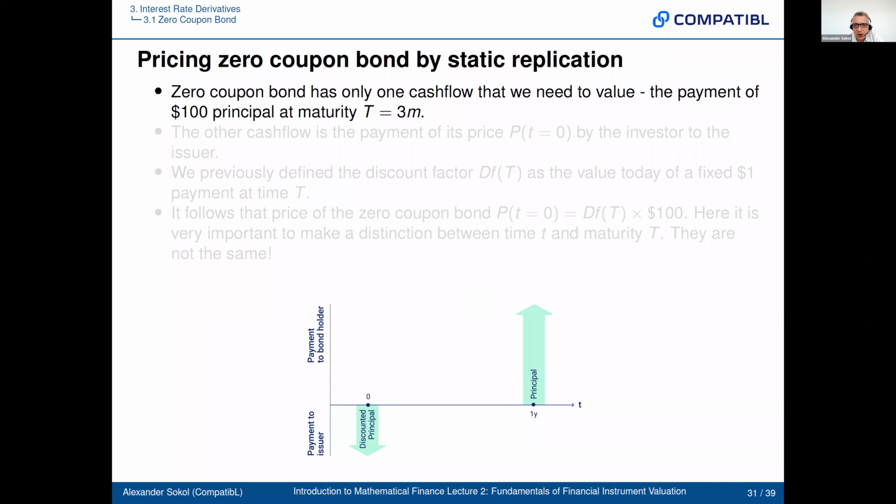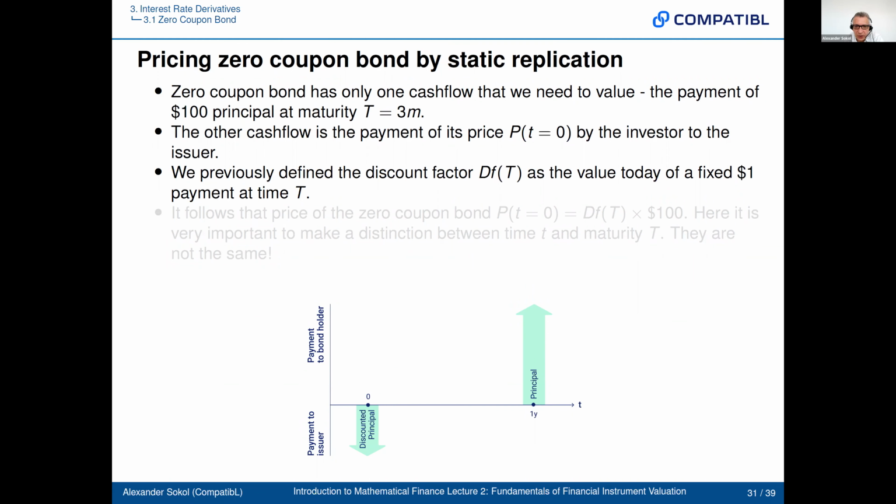So a zero coupon bond has one cash flow that we need to value: the payment of $100 principal at maturity of 3 months, and the other cash flow is the payment of its price. We previously defined, in the previous lecture, the discount factor as the value today of a fixed dollar payment at time T capital. And that's exactly the zero coupon bond, except times 100. So here we have a fixed $100 payment. So the price of the zero coupon bond is the principal, $100, times the discount factor.